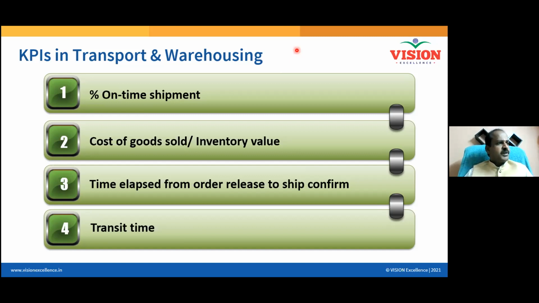Time elapsed from order release to shipment confirmation is nothing but your lead time. The customer places an order, and when he receives your item, the time elapsed between the order and receipt of the item is called lead time. So lead time needs to be reduced. The lower the lead time, the better the satisfaction. And transit time: how much time is your item in transit? It is not in your factory and has not reached your customer.